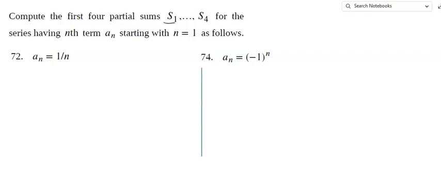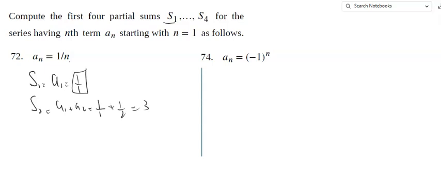So compute the first 4 partial sums. S sub 1 is simply a sub 1, which is in this case 1 over 1. Done deal. S sub 2 is a sub 1 plus a sub 2. That is 1 over 1 plus 1 over 2. That is 3 halves.